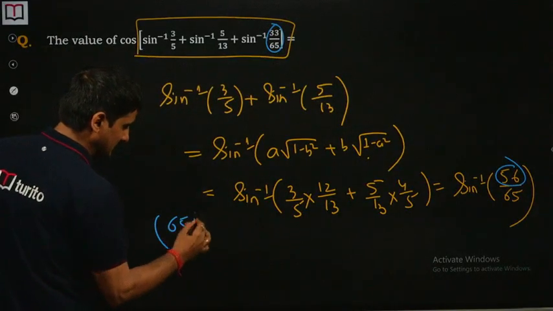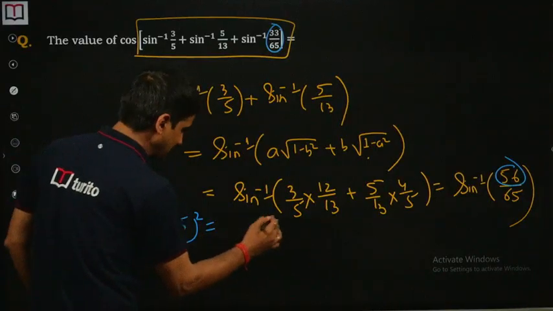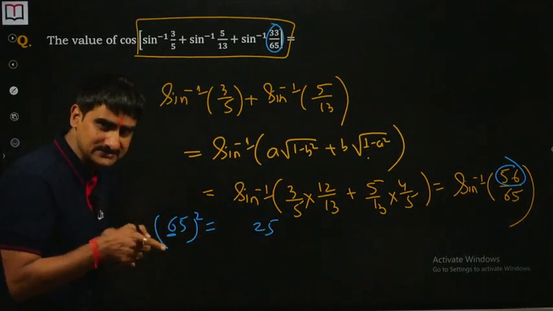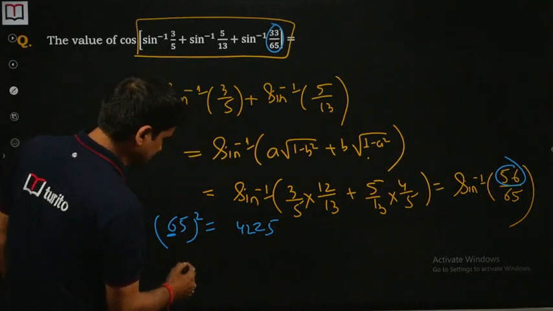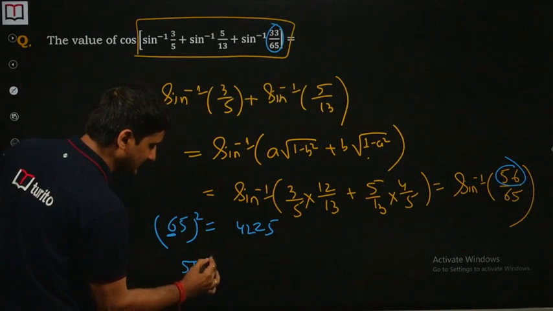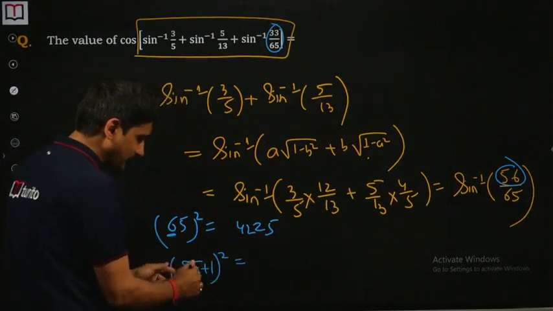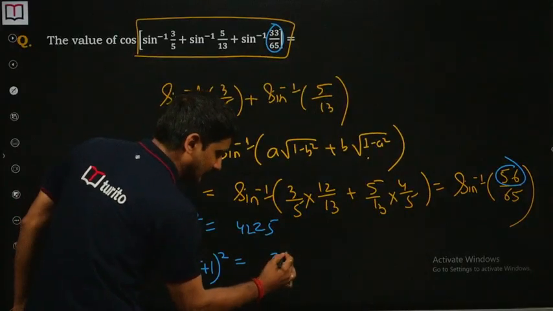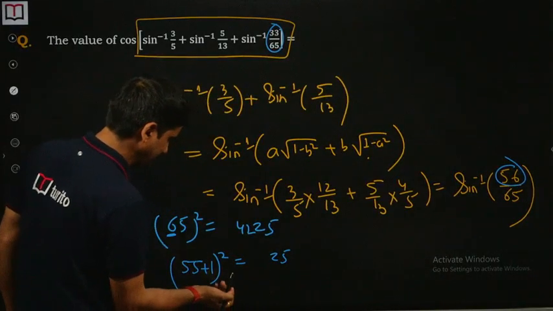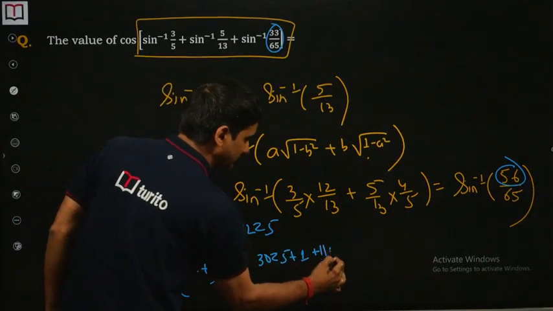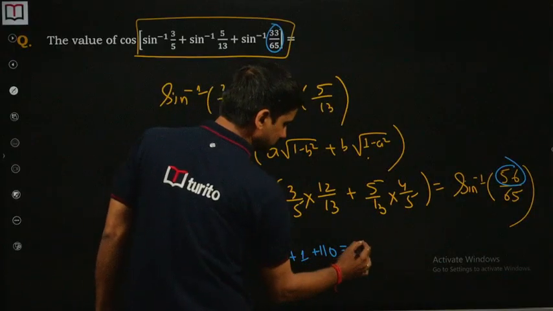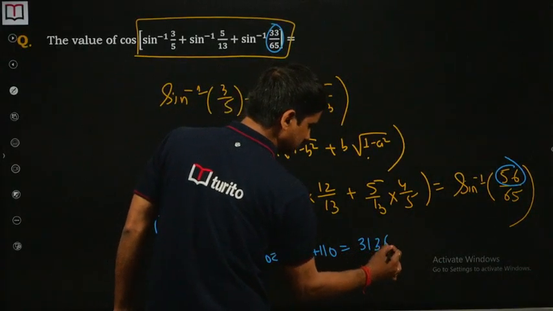So 65 whole square. So what's the trick? So it's 25, and then 6 whole square is 36, add 6 is 42. Okay, similarly 56 whole square. If I have to do it, I will do it like this. Again, 55 whole square is 25, and then 5, 25 plus 5 is 30, 25 plus 1 plus 110. How much is it? So 3026. So 3136, okay.